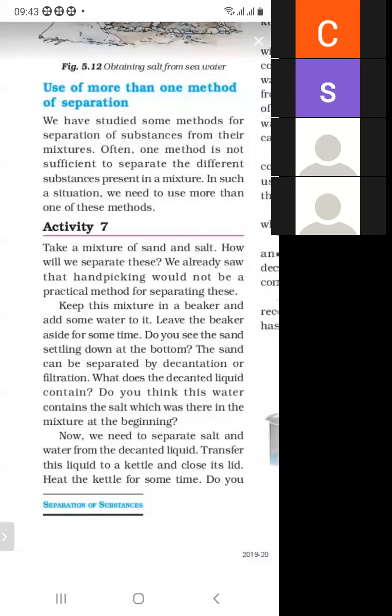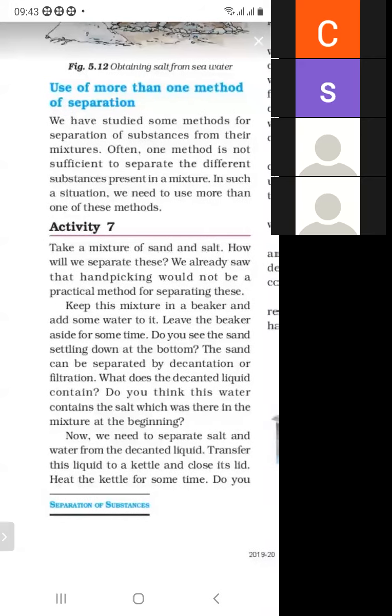And what does the decanting liquid contain? Do you think that the water contains the salt which was there in the mixture at the beginning?